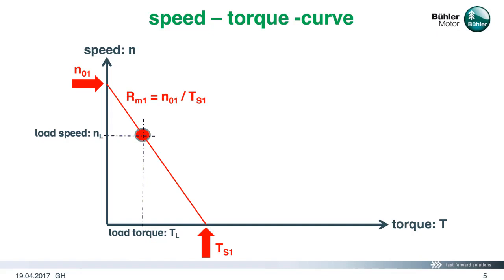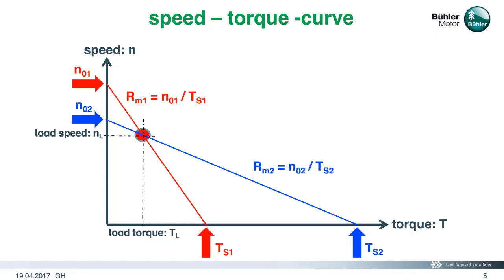As only one point on a straight line does not describe the line completely, we could also draw a line that would lead us to n sub 2 and T sub 2. The speed regulation constant R sub m2 would be the consequence. Both straight lines meet the load point.